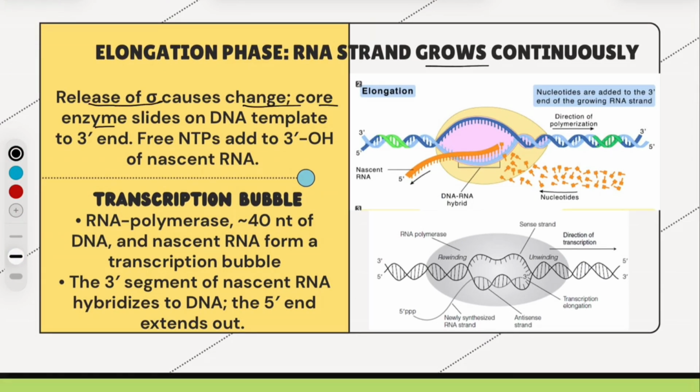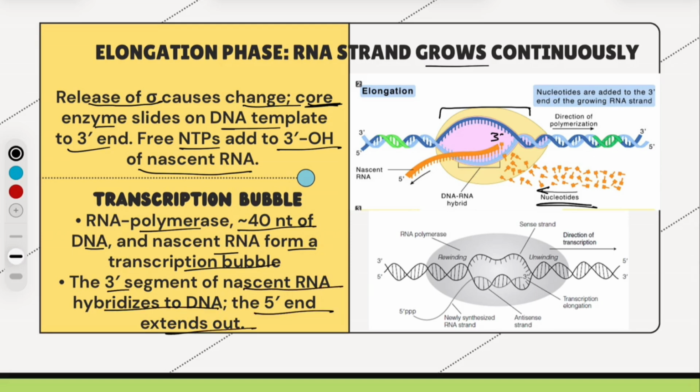Next is elongation. So here the RNA strand will grow continuously, and because the sigma is detached, it causes a change and it becomes a core enzyme. It slides on the DNA template to the 3' end. Here free NTPs in this diagram you can see are added to the 3' OH region of nascent RNA and a transcription bubble is made. The 3' segment of nascent RNA is hybridized to DNA, while the 5' tail region is extended outside the whole complex region.